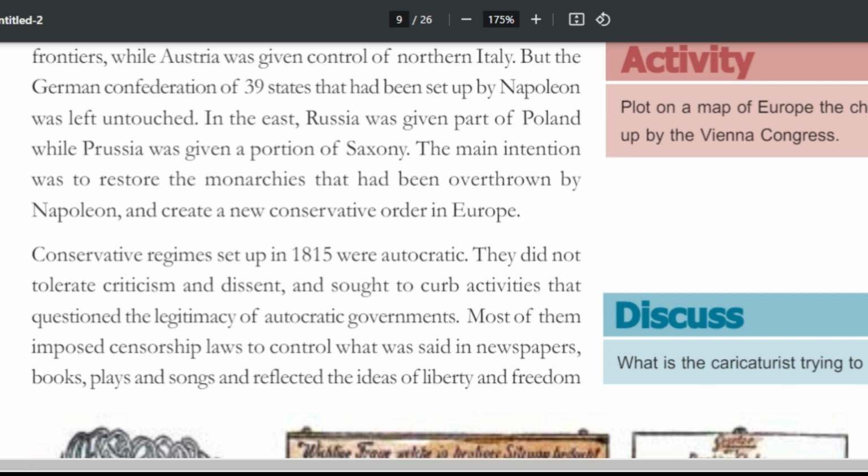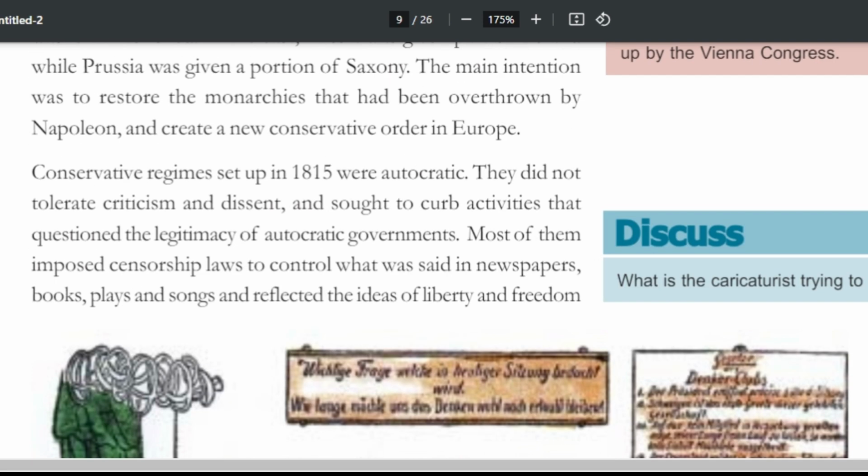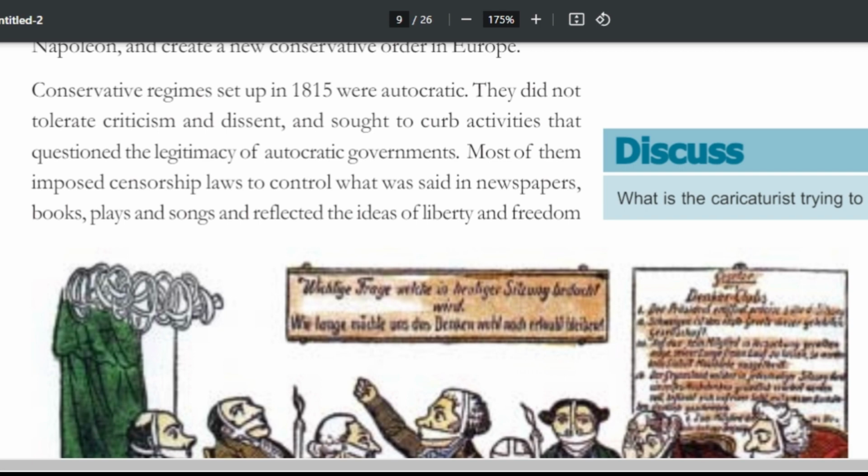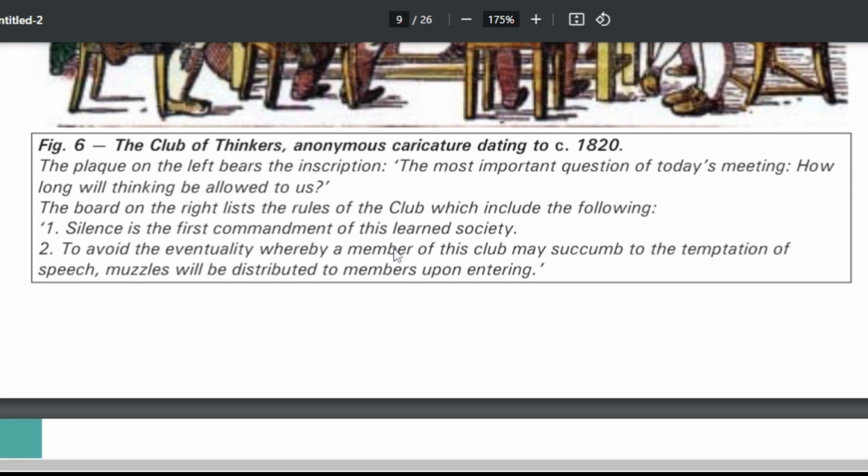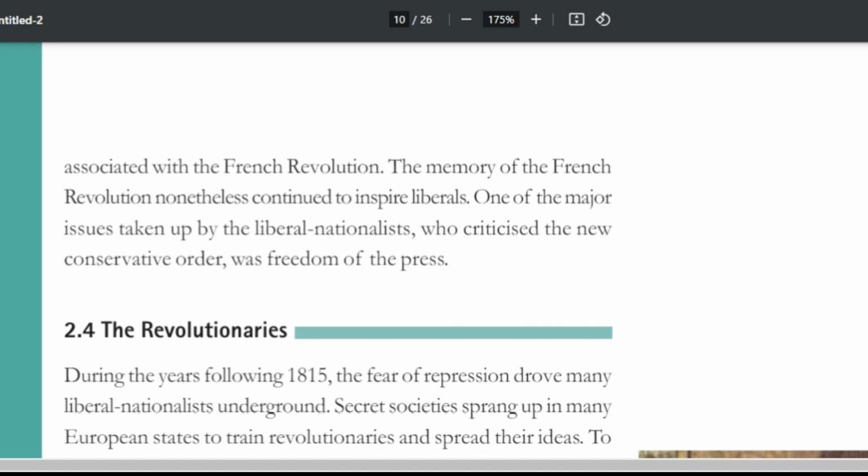They did not tolerate criticism and dissent and sought to curb activities that questioned the legitimacy of autocratic governments. Most of them imposed censorship laws to control what was said in newspapers, books, plays, and songs and reflected ideas of liberty and freedom. Associated with the French Revolution, the memory of the French Revolution nonetheless continued to inspire liberals. One of the major issues taken by the liberal nationalists who criticized the new conservative order was freedom of the press.